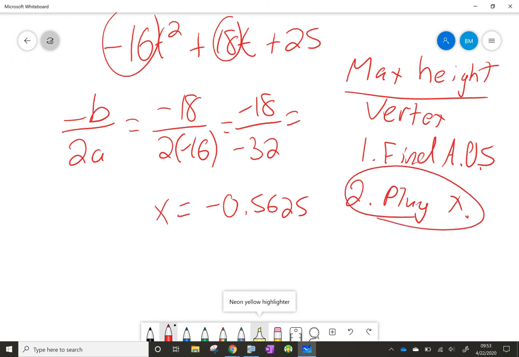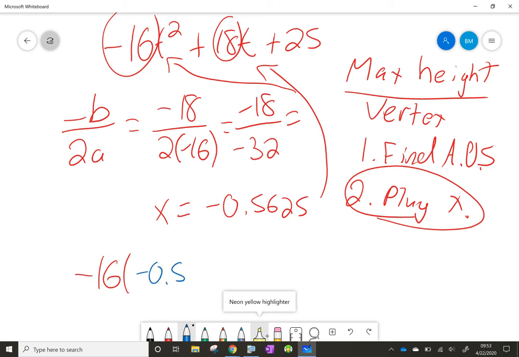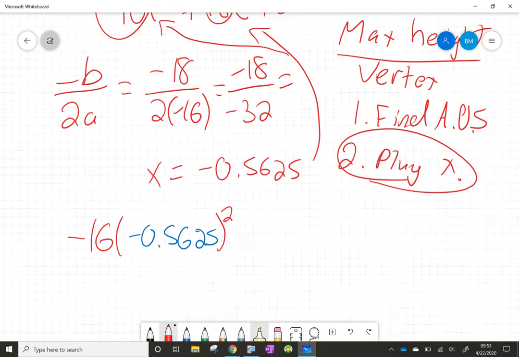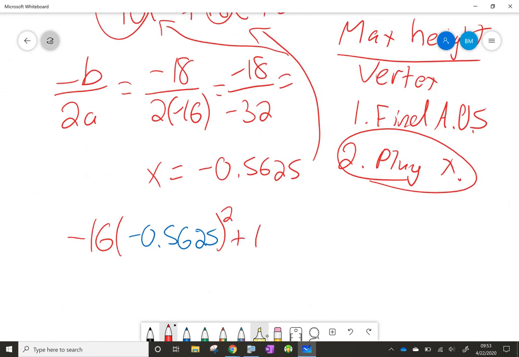Step 2 is we have to plug that x value back into the equation, back into where the t is. So negative 16 times this 0.5625, and don't forget to square it, plus 18 times negative 0. Wait, hold on. It should be a positive, right? Because a negative times a negative makes a positive.